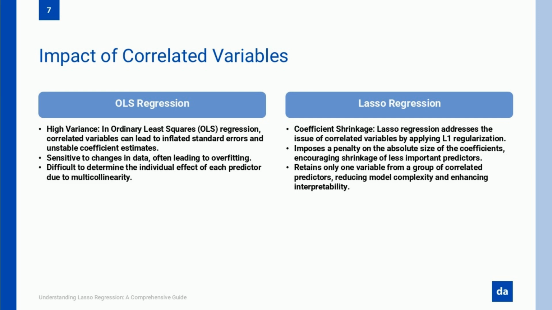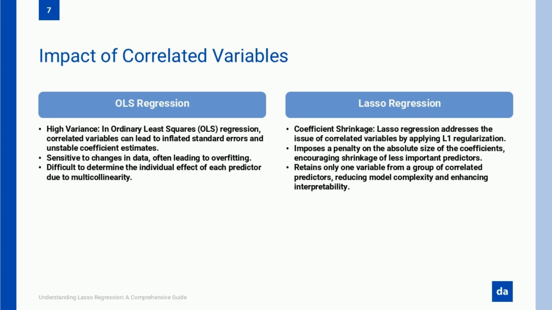Imagine you're running an election campaign and you've got two advisors giving you almost identical advice. They're saying the same things, making the same predictions, and contributing nearly the same insights. Now you don't need both. Keeping both would just be redundant. What do you do? You pick one and move forward. That's exactly what Lasso does when it encounters correlated predictors.